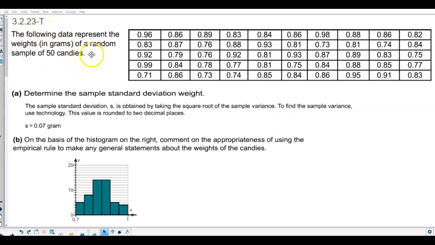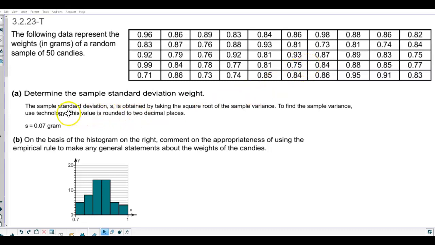3.223-T. The following data represent the weights in grams of a random sample of 50 candies. In Part A, we want to determine the sample standard deviation weight. Since we have 50 data values, we're not going to do what we did in the previous part of our exercises, where we had a small data set and could do it by hand. Now we want to make use of technology.